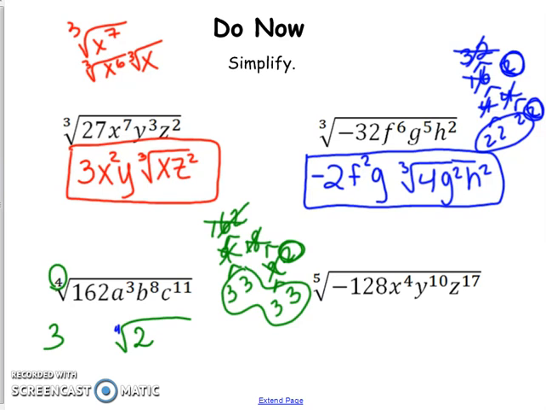So a to the 3rd, 3 is less than 4, so that has to stay inside. B to the 8th, 8 can be divided by 4, so I'm going to have b squared on the outside. And now c to the 11th, I can't divide 11 with 4, so I'm looking for a multiple of 4. So my closest multiple of 4 without going over 11 is 8. So 8 divided by 4 is 2, and then I have 3 left.